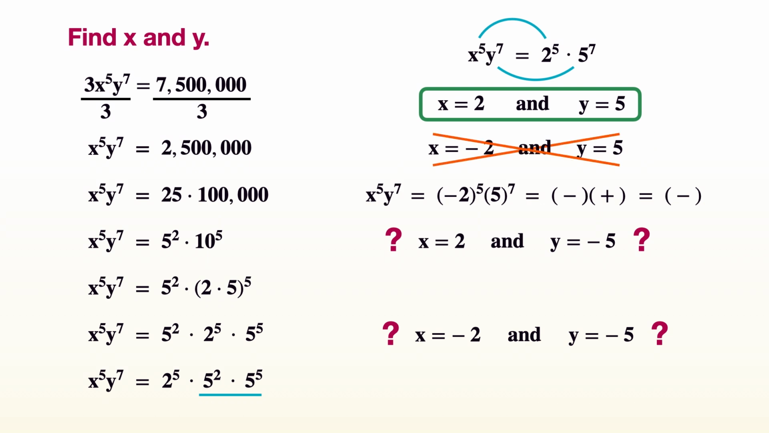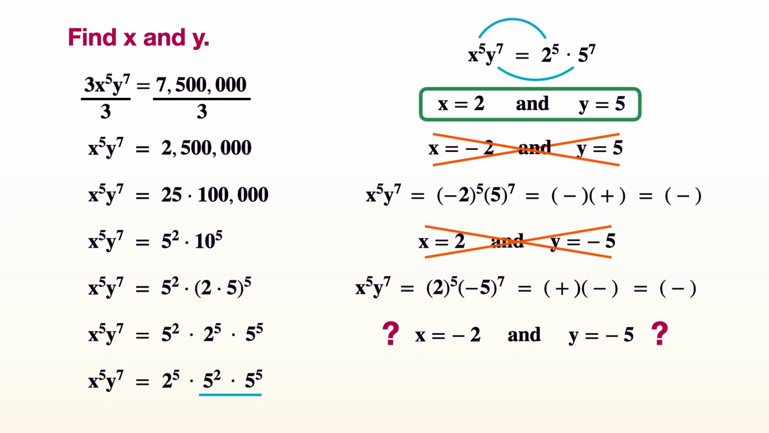Next, let's substitute the values of this second possibility into the equation. 2 to the 5th will be positive, but negative 5 to the 7th is negative. So again, the result will be negative, which means we also have to rule out these values.